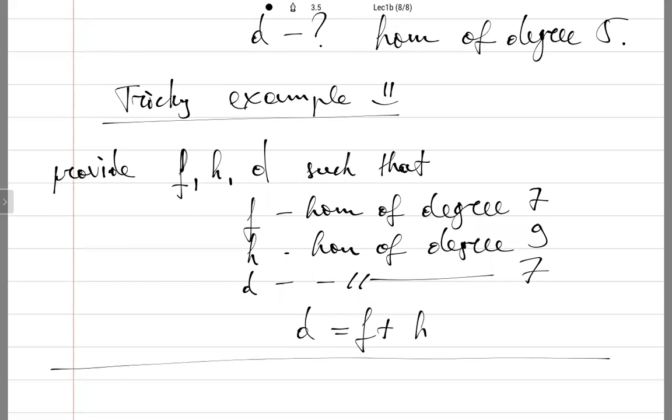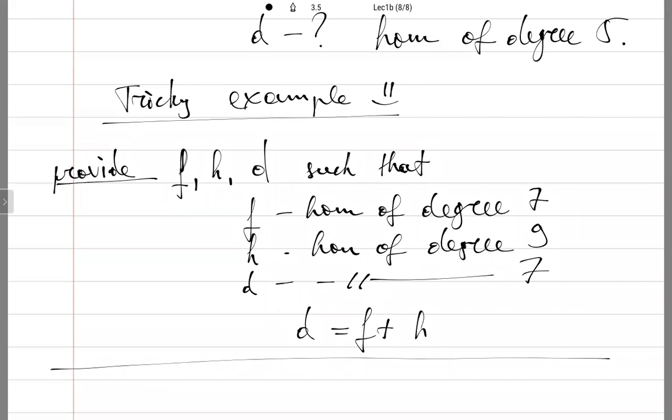This is not a homogeneous function, though. Sorry? So this will not be a homogeneous function. Why not? Because we have different degrees. No, we need to provide. The question does not ask you whether it's possible. I say it's possible. Maybe if h equals 0.